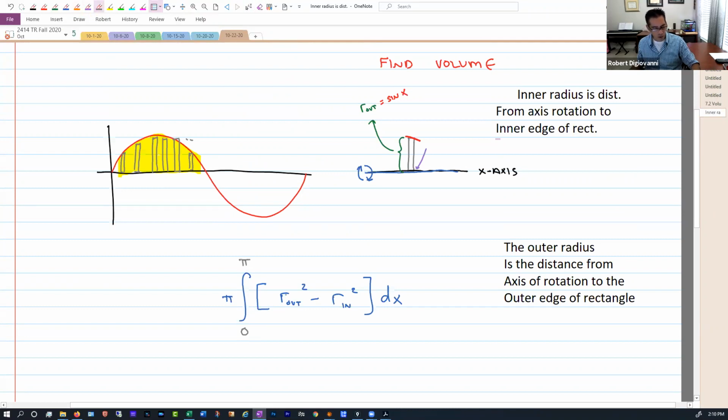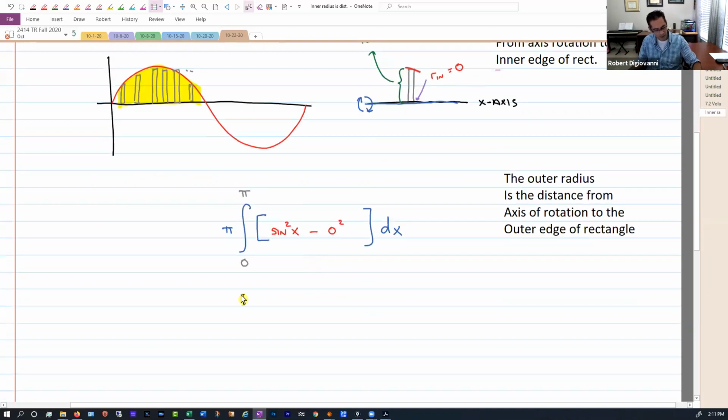Okay, the outer radius, we know what that is, right? It's sine x, but then squared. Don't forget to square it. Sine squared x minus the inner radius. I never put r in, it's just 0 always. So that's 0 squared. Check that out. Sine squared x. We've done that before, right? Power reducing formula.